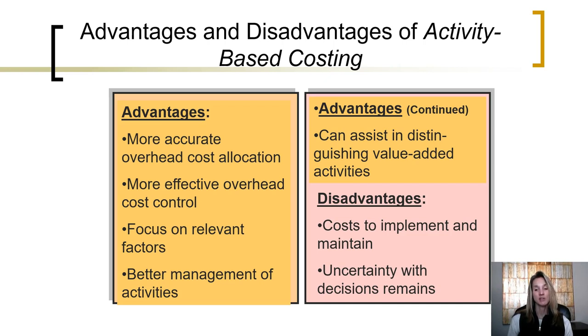The disadvantage to activity-based costing is that it is costly to implement and maintain, and there are uncertainties with decisions that remain, such as how to group and divvy up the indirect costs into cost pools, and how to identify activity drivers for each cost pool.